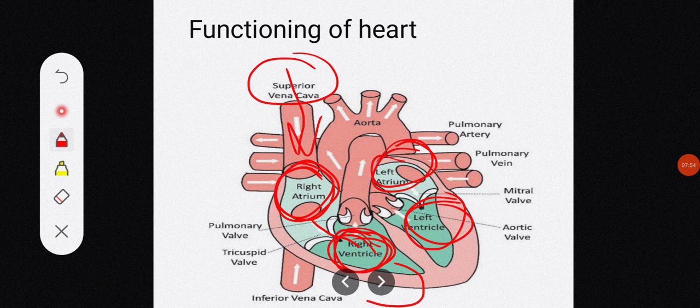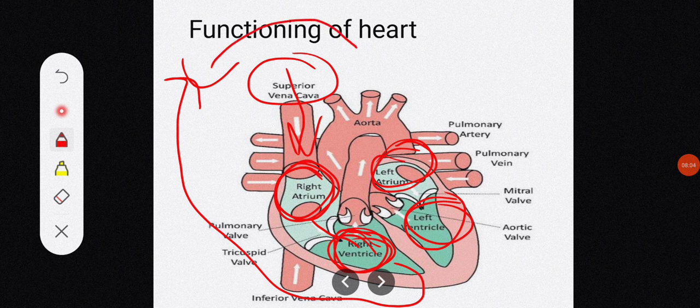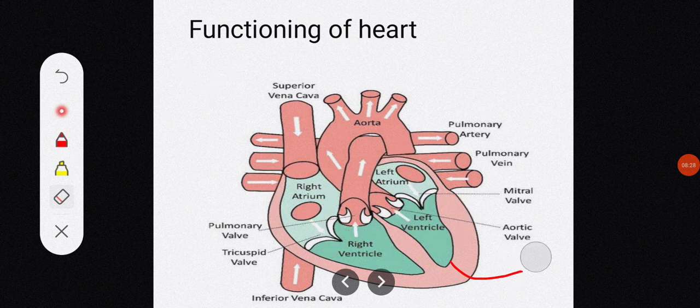From the right ventricle, the deoxygenated blood goes to the lungs, where the blood gets oxygenated, and then the lungs send this oxygenated blood to the left atrium. From the left atrium, the oxygenated blood goes into the left ventricle, and from the left ventricle, the oxygenated blood gets supplied to the various parts of the body. So this is the functioning of the heart, how oxygenation and deoxygenation of blood takes place inside the heart.